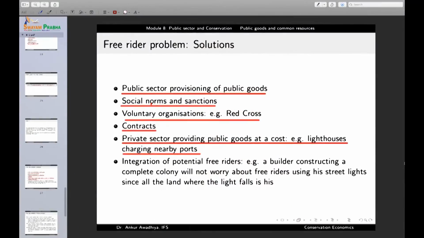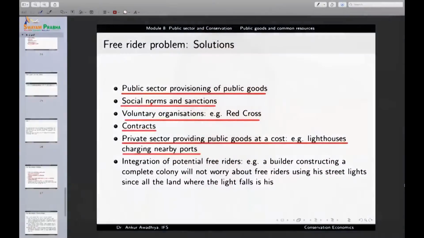Or integration of the potential free riders. A builder who is constructing a complete colony will not worry about free riders using his street lights, since all the land where the light is falling is his. So street lights are also public goods because you cannot exclude people from using it, and they are non-rival in consumption. But if nobody pays for the street lights, then what will happen? There will be no street lights. So either the government can provide for the street lights or the builder can provide for the street lights. And when the builder provides for the street lights, then there is no issue of free riders because the land that is being lighted also belongs to the builder. In this case, the integration of potential free riders can solve the problem.